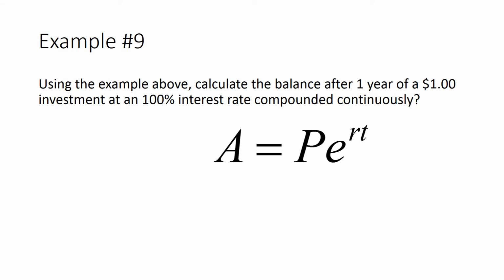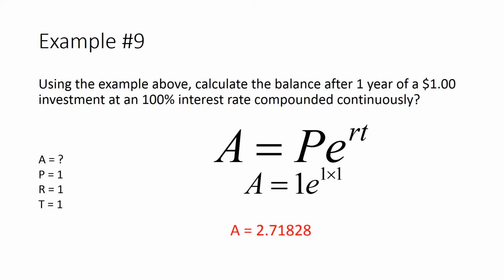Okay? So we're going to do the exact same thing we did a minute ago, but this time we're going to do compounded continuously. So we're trying to find A. Our principal is 1, R is 1, and T is 1. Once again, to do this on your calculator, use the E to the X button, which is right above the natural log button. And we get $2.72. And you'll see that that's very close to what we got for hourly.